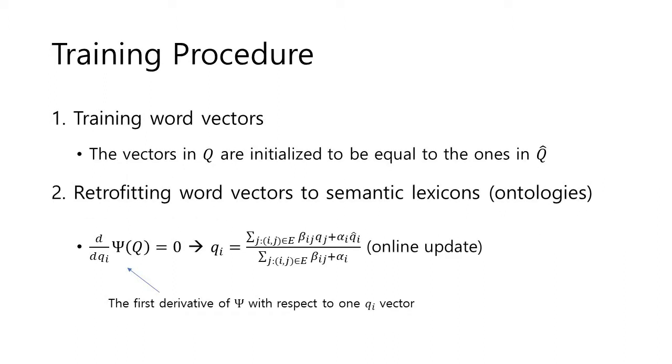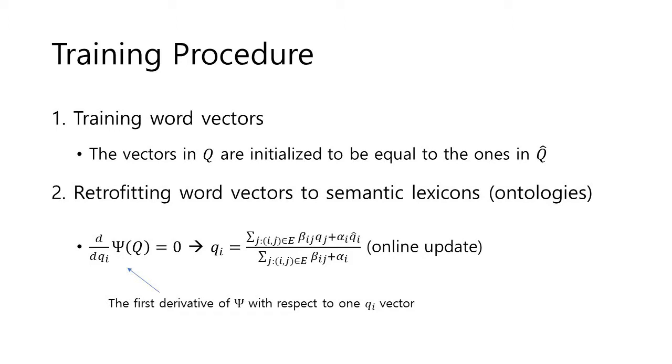This is the training procedure of this approach. The first step is training word vectors. After that, the Q hat will be trained with some word embedding approach. And we initialize the Q so that the vectors in Q are initialized to be equal to the ones in Q hat.